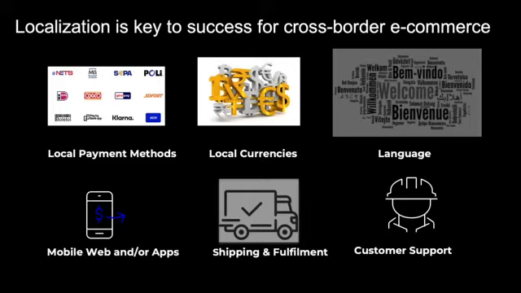And finally, 2 very critical parts of your localization have to be your shipping and fulfillment capabilities. So you have a product on your website, you can offer it to somebody in another country, but how are you going to fulfill that? And finally, how are you going to support your customer? There might be returns, there might be refunds. So all these 6 key elements are very important in terms of localization.